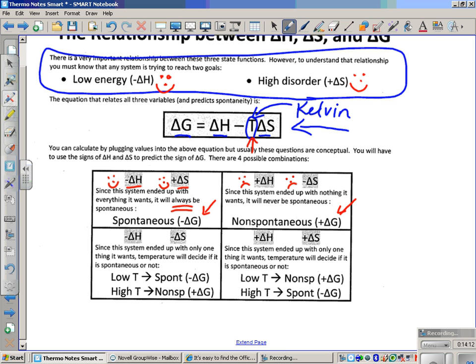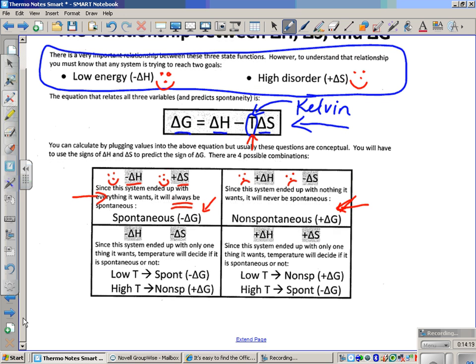It will not be spontaneous. But where we get into a gray area is what if it has a negative delta H, which is good, and a negative delta S, which is bad. So it has one good and one bad. In that situation, that's where temperature plays a part. If you have one good and one bad, then the temperature is going to be your deciding factor. It is temperature dependent.